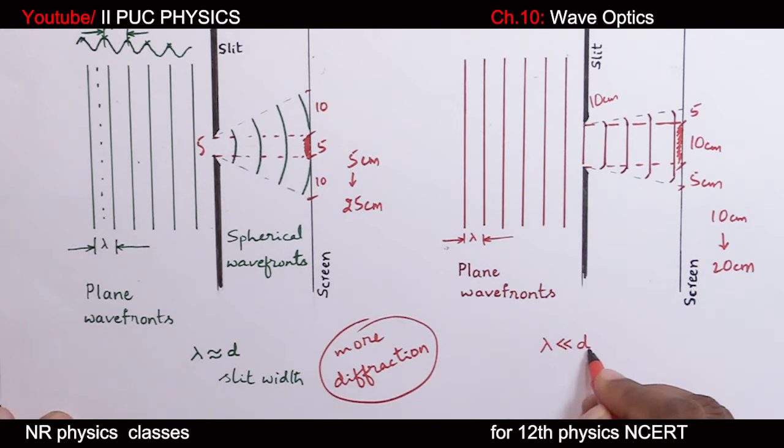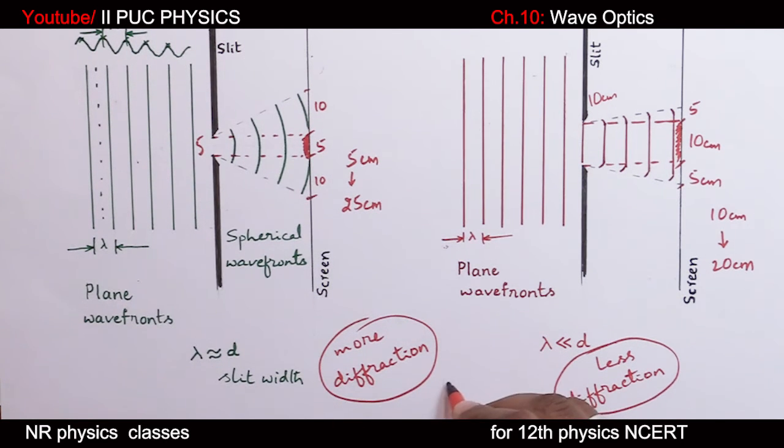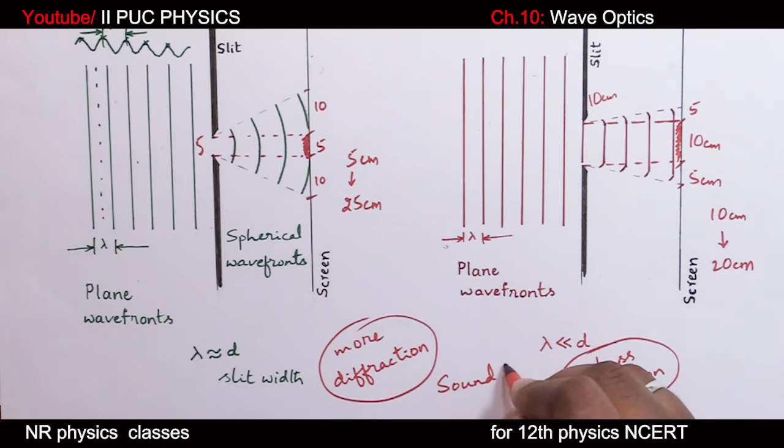If wavelength is very much smaller than slit width, size of the obstacle, then less diffraction. So this is one important point. Because of this reason, diffraction in sound waves is observed more in day-to-day life than diffraction of light.